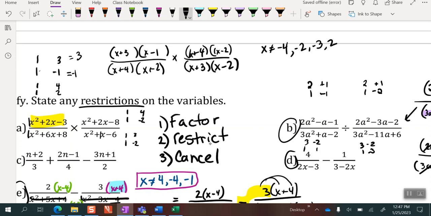Right, factored, restrict, and now we have to cancel. So cancel the things that are on the top and the bottom. So here we can see that this one and this one cancel because it's on the top and bottom. We can see that this one and this one cancel because it's on the top and the bottom, and this one and this one. So then we're left with x minus 1 divided by x plus 2, and that's our final answer.